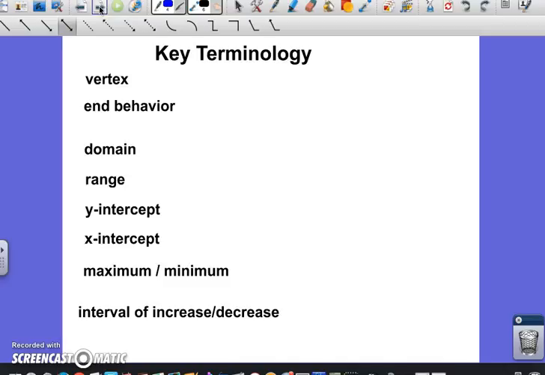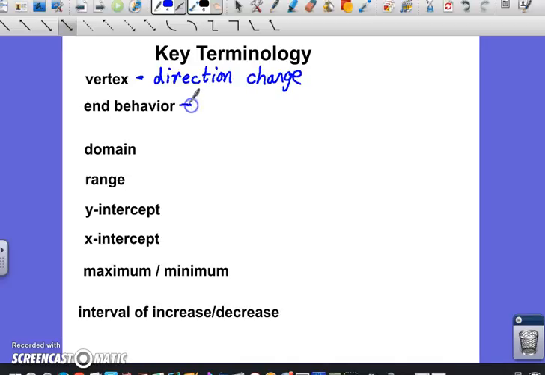So first of all, the vertex. Well, this is where a graph changes directions. So this is somewhere where we have a direction change. Now, will every graph have a vertex? No. This is where a graph stops going up and starts going down, or stops going down and starts going up. So that's the vertex. It's where you have a direction change.